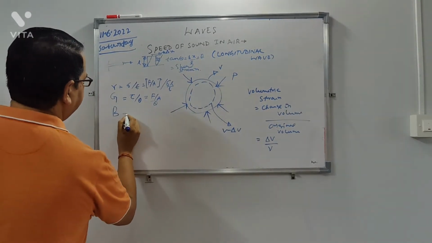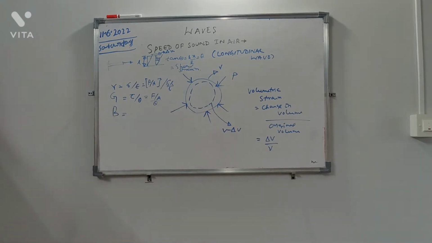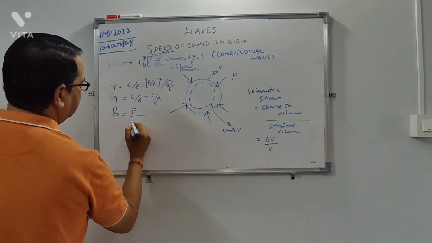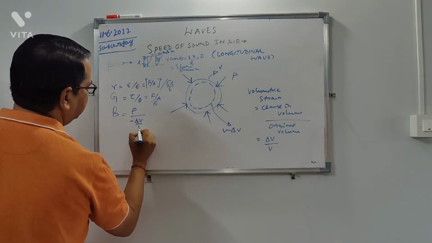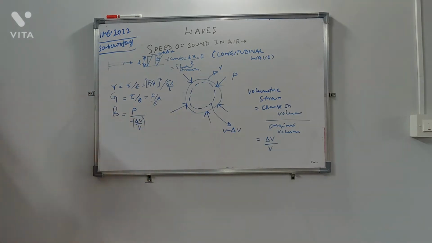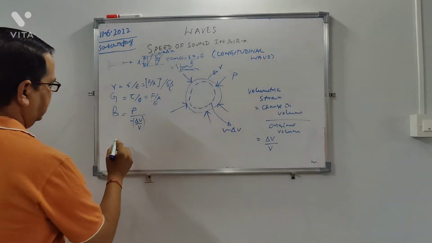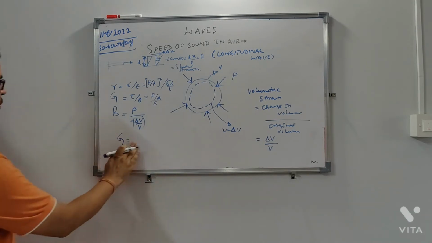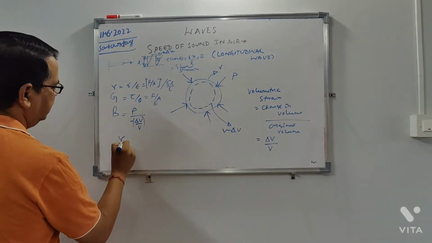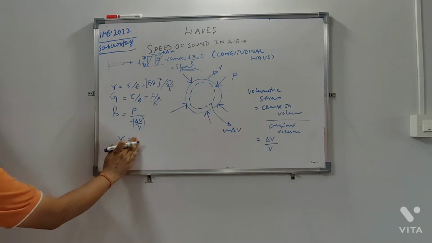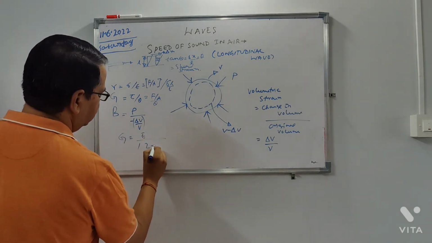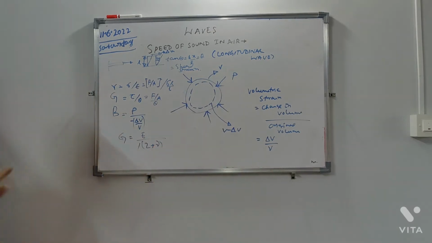Similarly, you have a bulk modulus for the volumetric change. You are applying a pressure, then it is minus delta V by V. So this is your bulk modulus. It is not in your scope, but the shear modulus can be related to Young's modulus. So G is equal to E divided by 2 times (1 plus nu). This is a property, you are not deriving it.